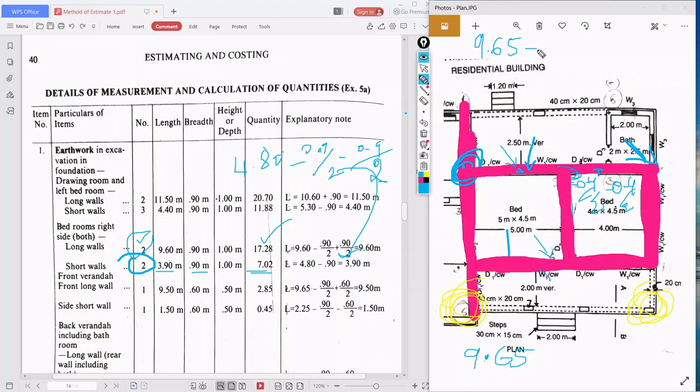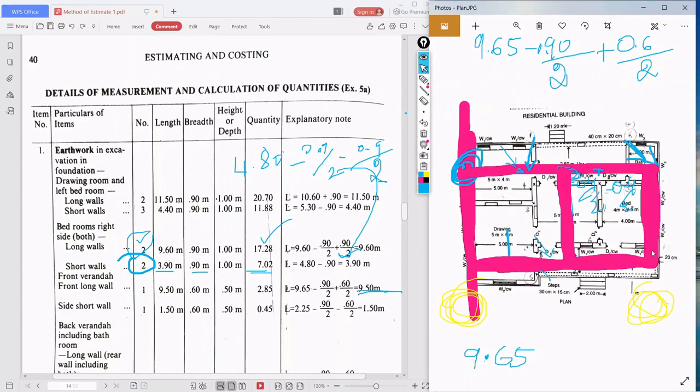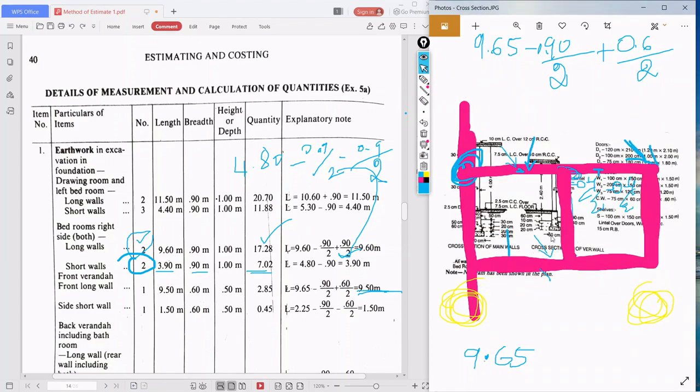So my 9.65 minus, it has already been excavated here, so minus 0.9 by 2. Minus 0.9 by 2, but here we need to consider plus 0.6 by 2. So I will get 9.50. Now what is this 0.6 by 2? This is the section of the veranda wall. I'll show you. See here.